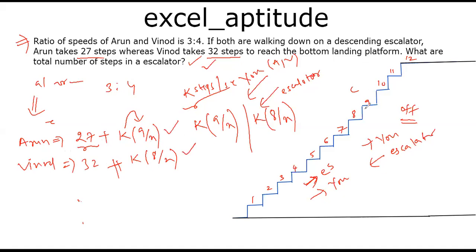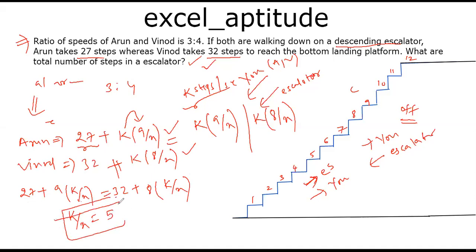So as the escalator is the same, these two should be equal or not? Because it is the same escalator. So let's equate them. So 27 plus 9 into k by x equals 32 plus 8 into k by x. So k by x is 32 minus 27, which is 5. So now we have got the value of k by x.